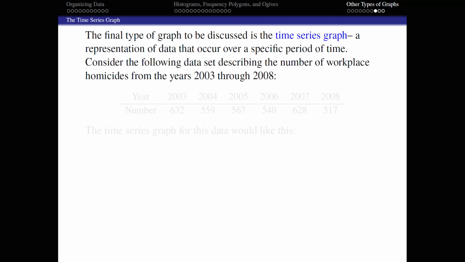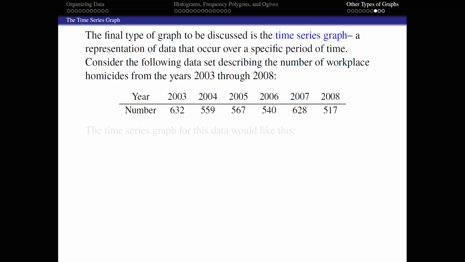So for instance, the following dataset describes the number of workplace homicides in the year from 2003 to 2008. So here we've got these different numbers, but the grouping variable is by year. Now this is different than any of the other class variables that we had in our frequencies, that we had in the bar charts that we talked about earlier today. All of these occur by year, and we have to have that for it to be a time series graph.